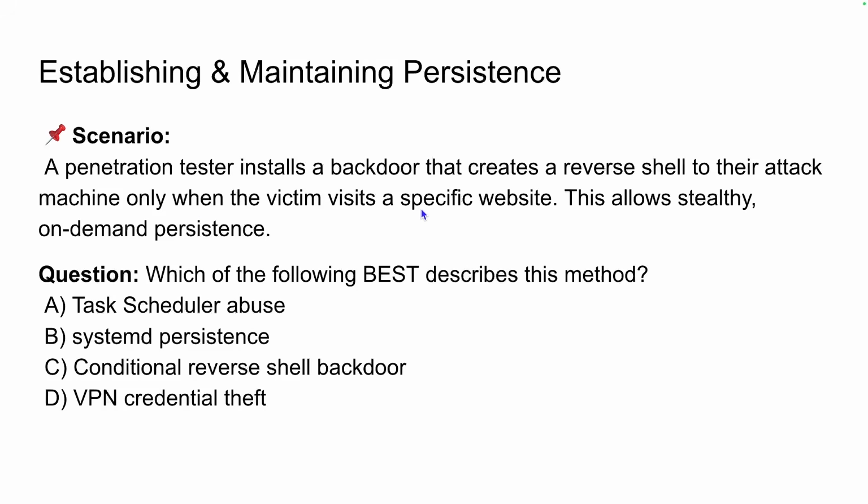A pen tester installs a backdoor that creates a reverse shell to their attack machine only when the victim visits a specific website. This allows stealthy on-demand persistence. So specific website right here is encrypted, right? Do they talk about encryption? No, it doesn't. But if it's visiting a website, I'm going to assume that it's an encrypted connection, HTTPS, remember? So this allows stealthy, which is again encryption, and on-demand persistence. There are a few hints in here that tell us that this is an encrypted connection. So which of the following best describes this?